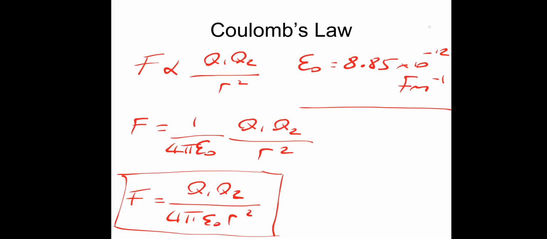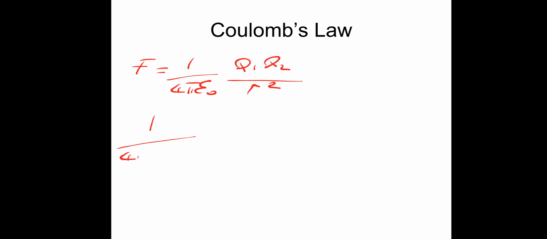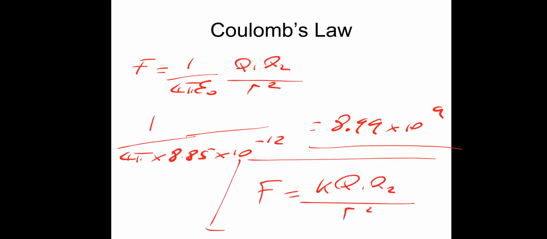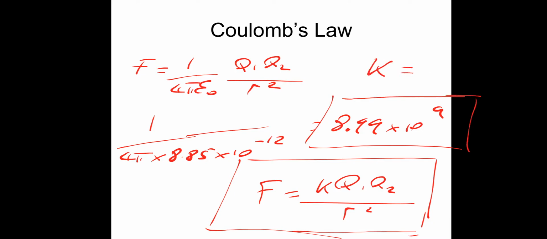Sometimes, however, I'm going to show you another version. We've got the original equation, 1 over 4 pi epsilon naught, Q1, Q2 divided by r squared. If you put the 1 over 4 pi epsilon naught in your calculator, 1 divided by 4 pi times 8.85 times 10 to the minus 12, you get 8.99 times 10 to the power 9. So you can just remember that as the constant, and write force is equal to K, Q1, Q2 divided by r squared. A bit of an easier format. The drawback is that you have to remember what K is, 8.99 times 10 to the 9.